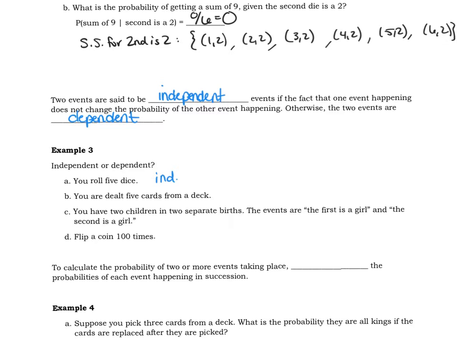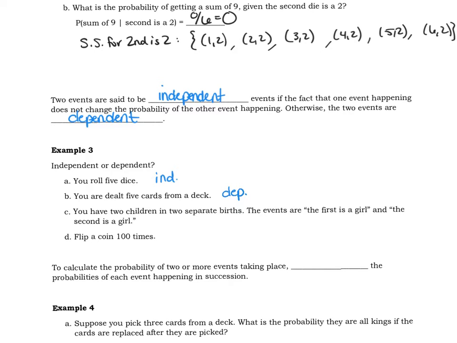You are dealt 5 cards from a deck. This one is dependent because once you have been dealt 1 card, the sample space has changed from 52 cards in the deck down to 51, and so the probability of the next card being a whatever has changed, and so forth and so on, because the sample space size is changing.